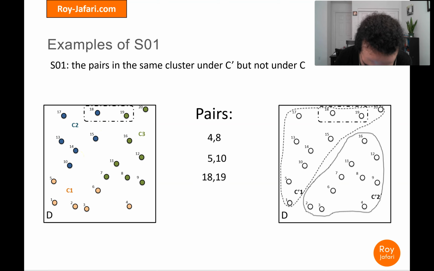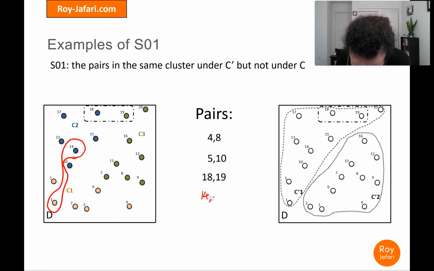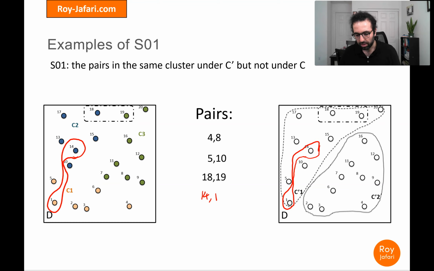All right, so we've got 14 and 1. They are under the same cluster in C prime, but not on the same cluster in C.